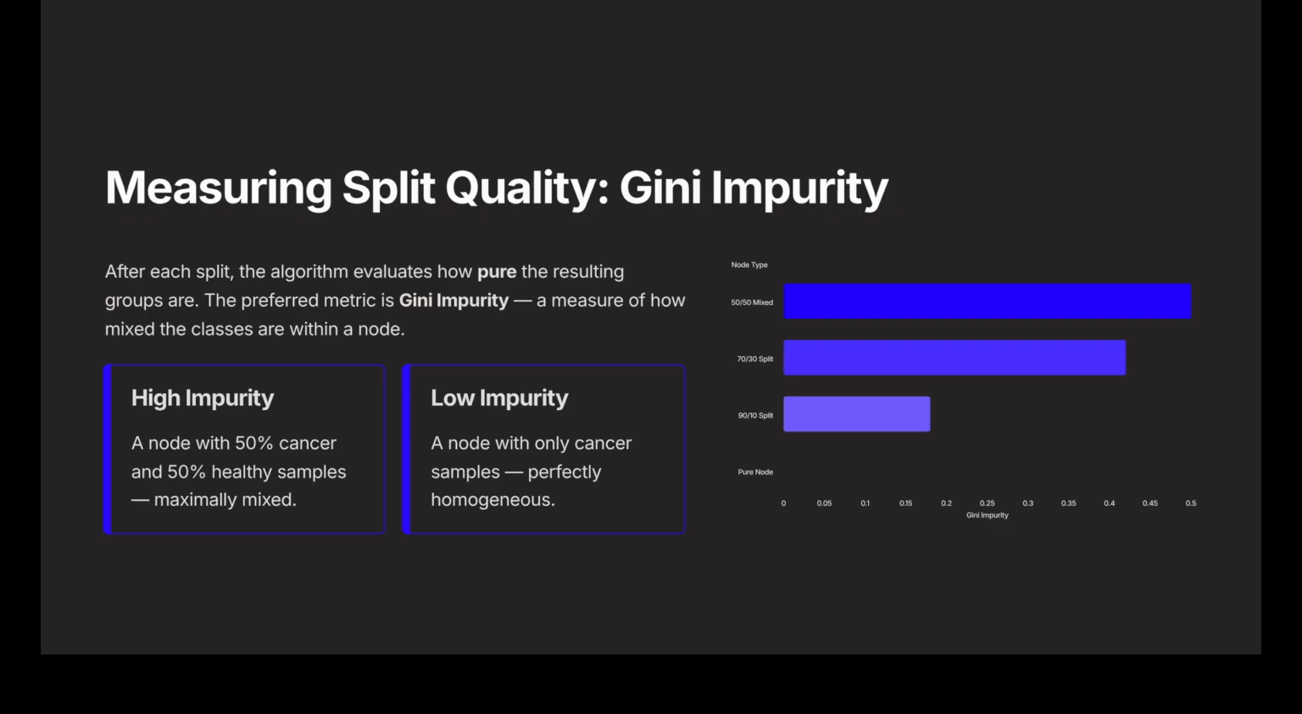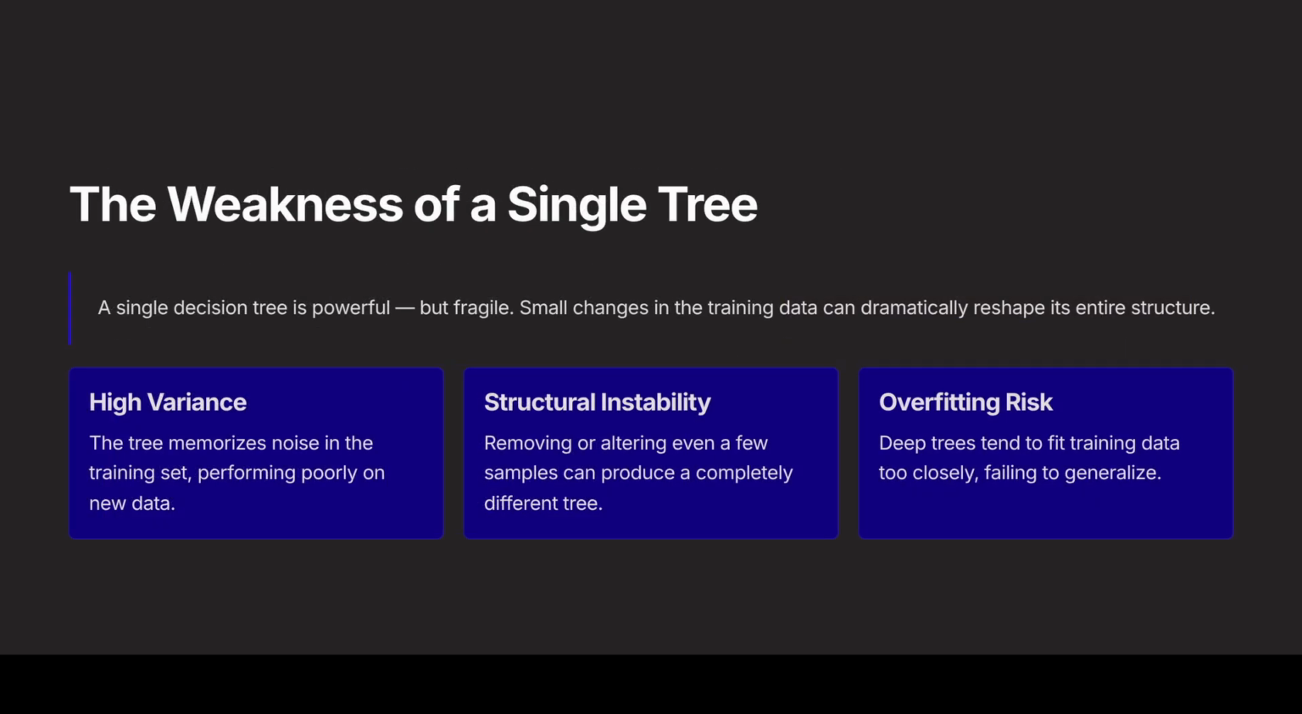Decision trees measure the quality of a split using metrics such as Gini impurity. Gini impurity measures how mixed the classes are within a group. If a node contains half cancer samples and half healthy samples, the impurity is high. If a node contains only cancer samples, the impurity is low. The tree chooses the split that reduces impurity the most. By repeatedly splitting the data, the tree eventually creates branches that lead to final predictions.